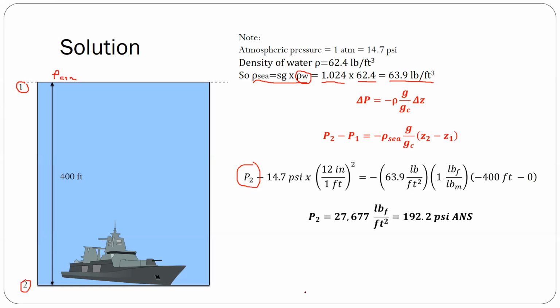And we can solve that P2 is 27,677 pounds per square feet, or in PSI, it's 192. So take note that mas mataas yung pressure sa baba, sa ilalim ng dagat compared sa mas mababa.